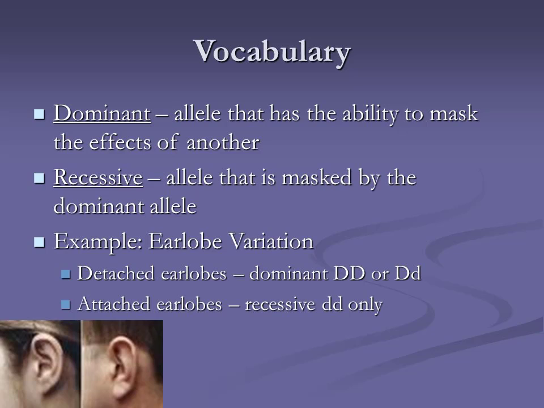So think of a dominant allele as being the extrovert and the recessive alleles being the introvert. And the only way an introvert's ever going to talk is if there are 2 introverts together. I don't think 2 introverts never say anything to each other, but does that analogy work?